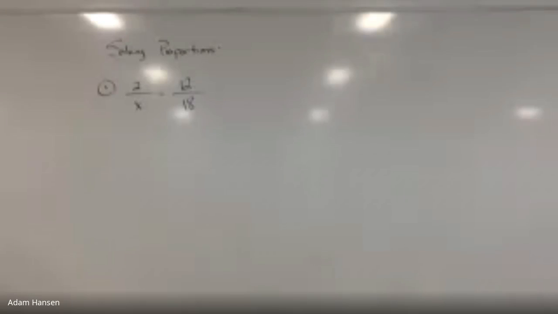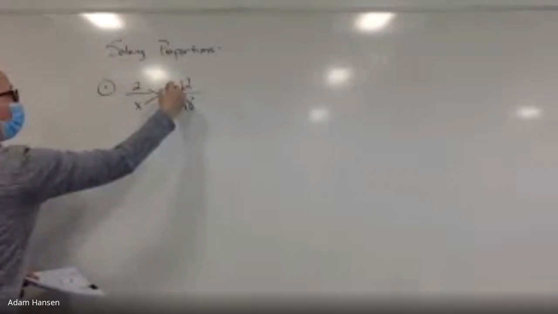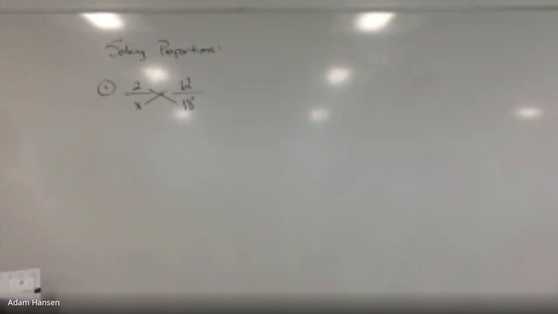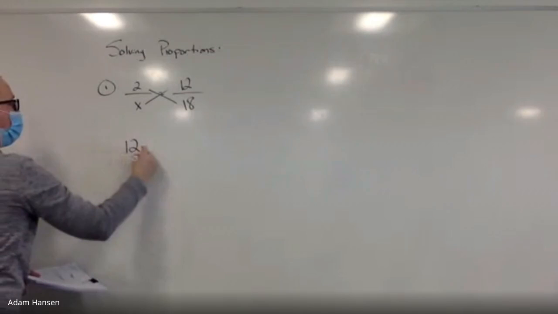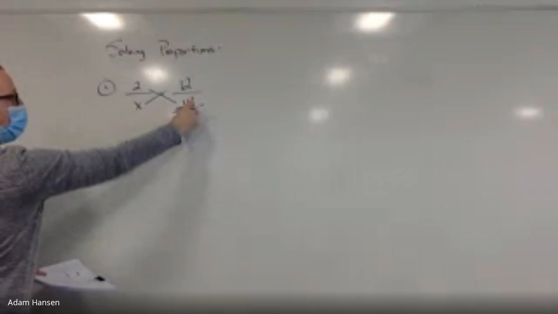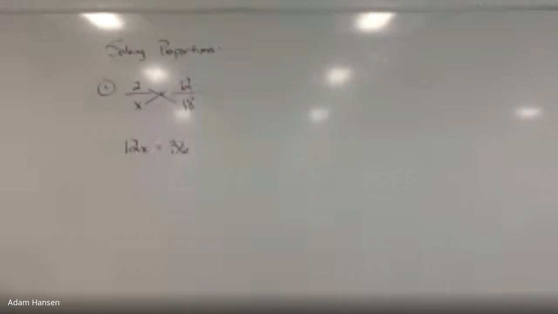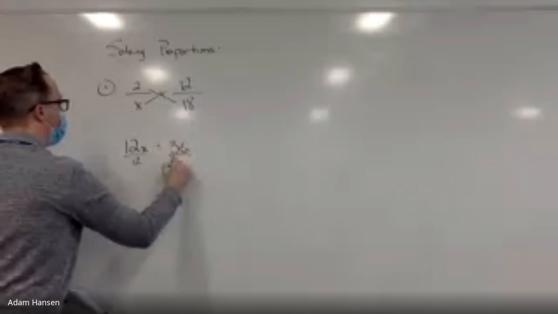Butterfly. Take the cross products. Multiply the diagonals. 12 times x is one cross product, so that's 12x. Set that equal to the other cross product, 2 times 18, which is 36. Divide by 12, and x is 3.